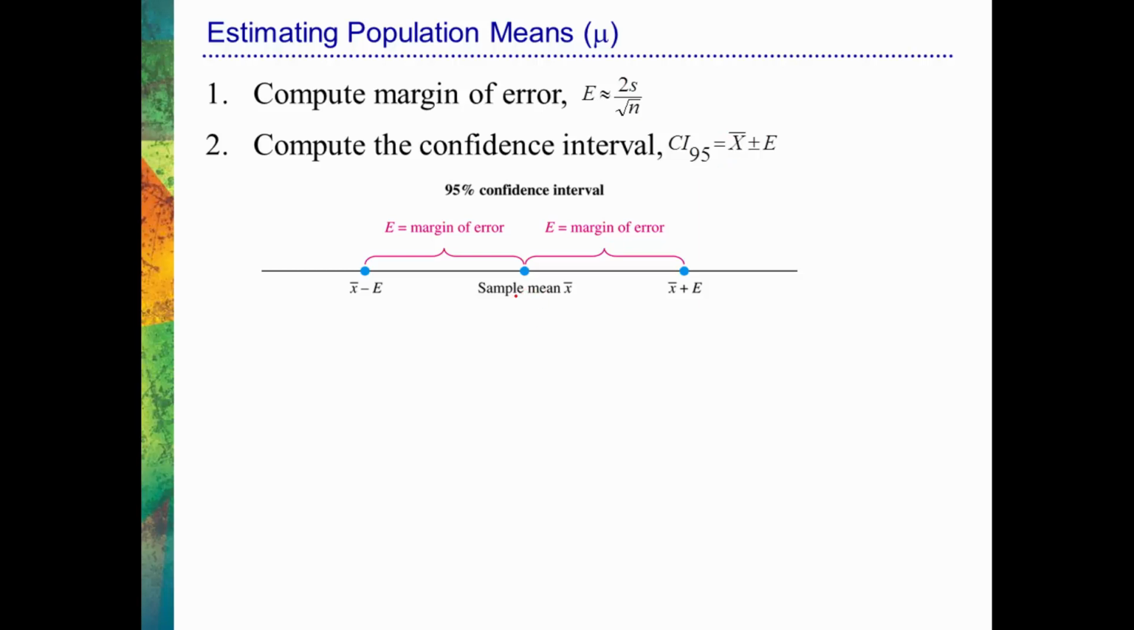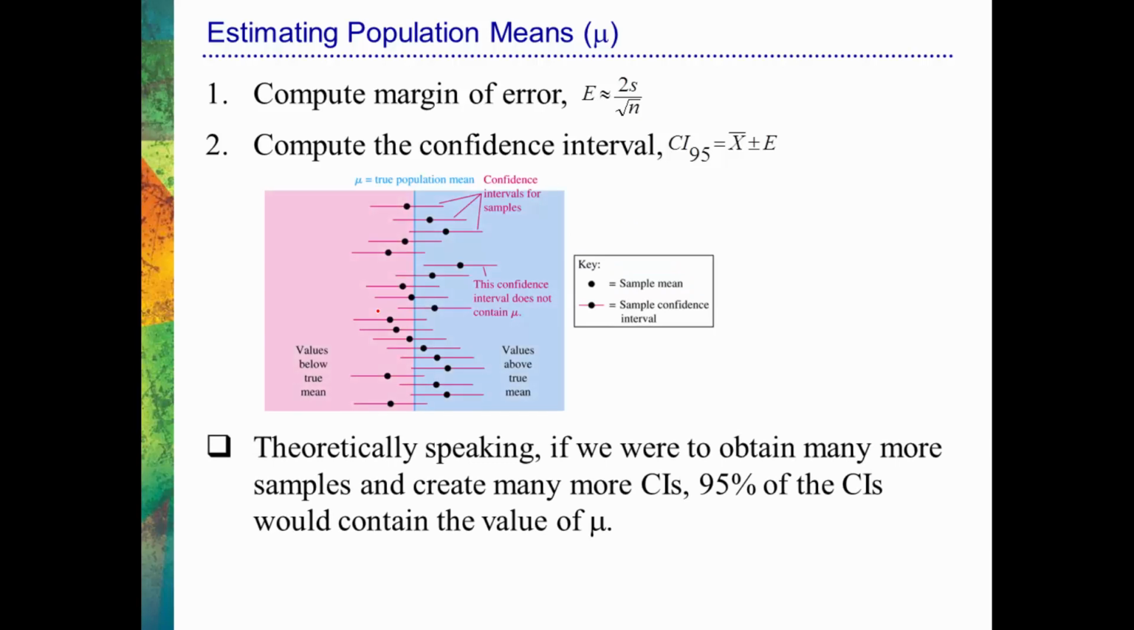So if you want to look at it graphically, it'll look something like this. Our sample mean starts in the middle, and then we add the two standard errors, and we subtract the two standard errors. So then we'll say within this range of values, the population mean is very likely to fall. In fact, within these two values, the probability is 0.95 that the true population mean will fall. So it's a very high likelihood. Let me show you somewhat differently. Theoretically speaking, if we were to obtain many more samples and create confidence intervals for all those samples, 95% of those confidence intervals would contain the true value of the population mean.